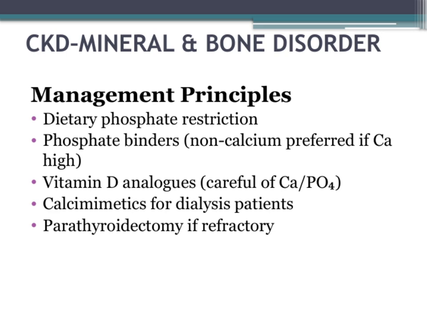Vitamin D analogs are also important, but we need to be careful with their use. Since they can increase calcium and phosphate levels, close monitoring is essential to avoid complications. For dialysis patients, calcimimetics can be effective. They help suppress parathyroid hormone secretion without raising calcium or phosphate levels excessively. And finally, if medical therapy isn't enough and the patient's condition remains refractory, parathyroidectomy might be necessary. This surgical option can be a definitive solution in severe cases.